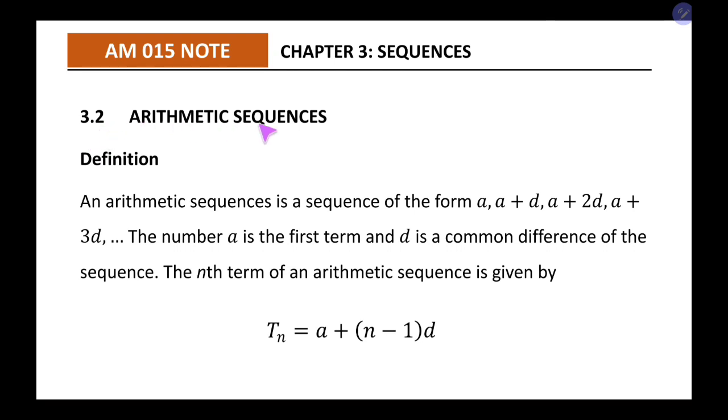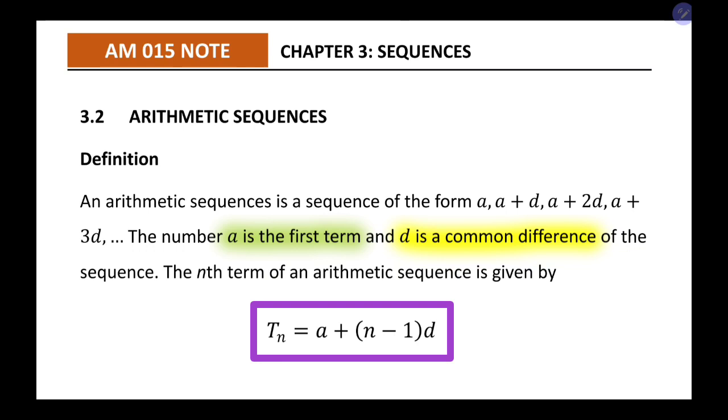3.2 Arithmetic Sequences. Definition: an arithmetic sequence is a sequence of the form a, a plus d, a plus 2d, a plus 3d and so on. The number a is the first term and d is the common difference of the sequence. The nth term of an arithmetic sequence is given by Tn equals a plus (n minus 1) d. So this one is the formula for the nth term for arithmetic.